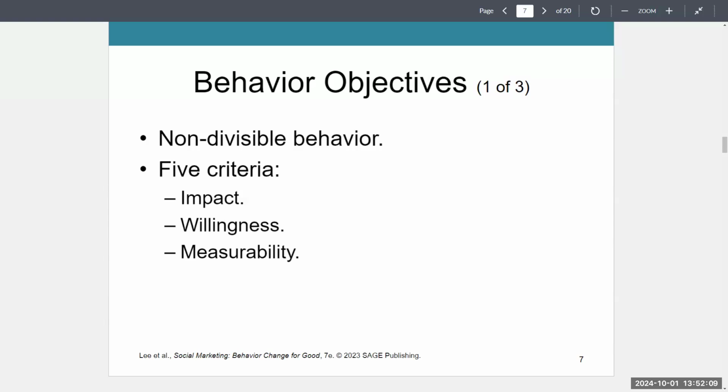All right. So here we have 5 criteria that really ensure that your objectives are not only clear and measurable, but also well aligned with your campaign's goal. So things that you want to consider are the impact. Your objectives should target behaviors that have meaningful impact on the desired social change. They should also address actions that, when modified, contribute significantly to the change that you're trying to enact. So that would be in terms of impact.